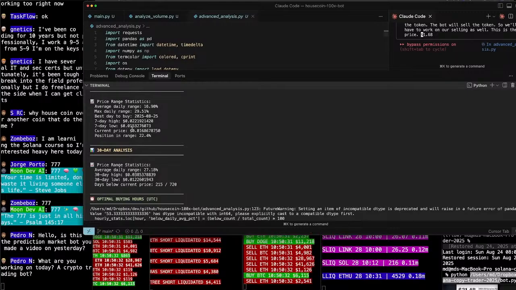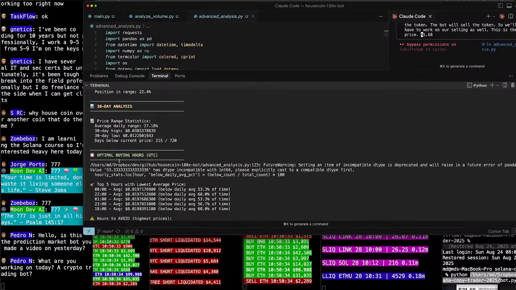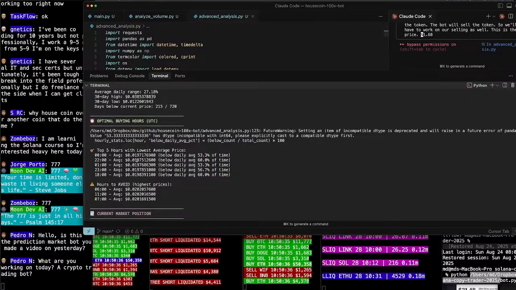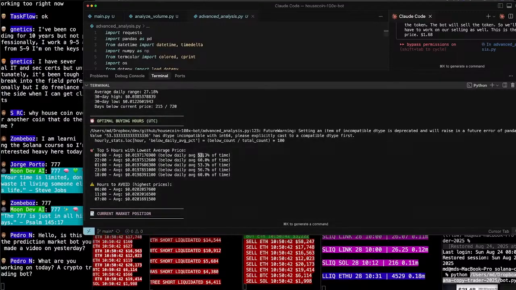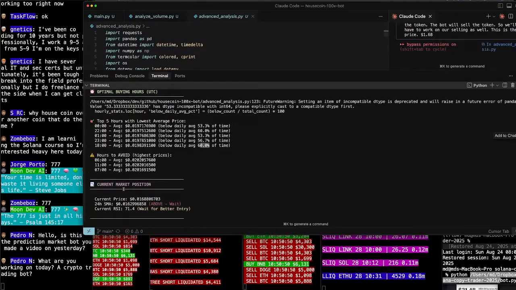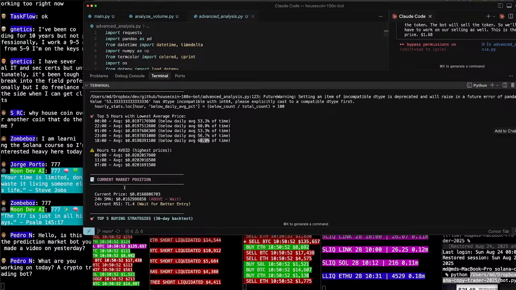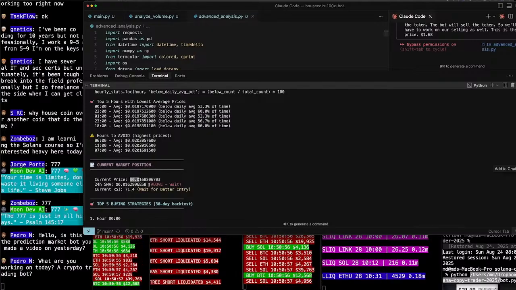Price range statistics, okay. 30-day analysis, optimal buying hours, UTC. Below daily average 53% of the time, 60% of the time at that hour. Okay. Hours to avoid: 6, 11, 7. Current market position: current price is 0.0168, above the 24 SMA. Okay. Current RSI.